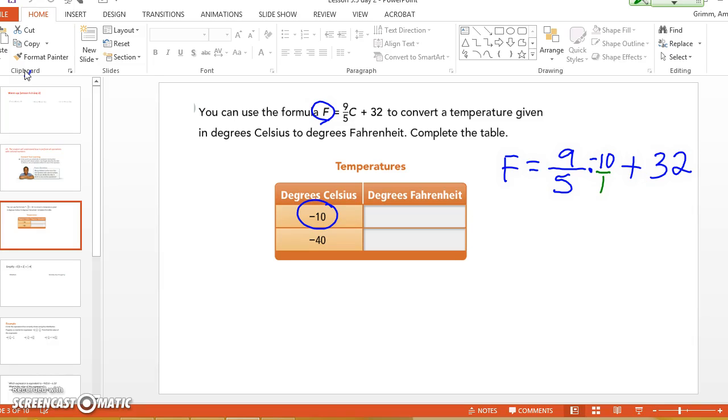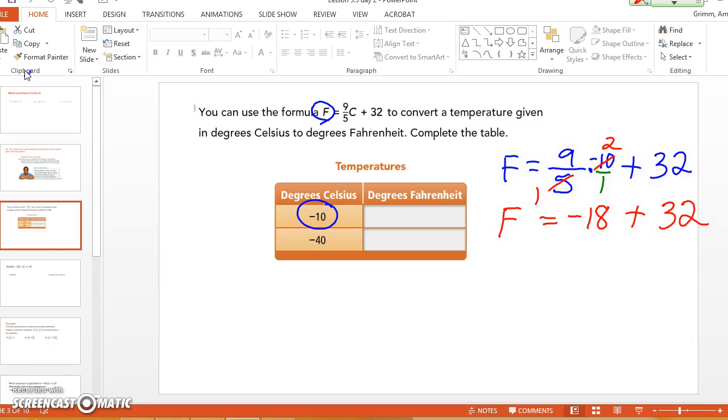Look for anything you can cross cancel, right? Is there anything I can cross cancel? 5 and 10, good. So 5 goes into itself once, 5 goes into 10 2 times, good. And so we have 9 times a negative 2. 9 times negative 2. Negative 18, and this would just be a 1 and a 1. So do I need to put a 1 underneath it? No, I don't have to. So plus 32 equals Fahrenheit.